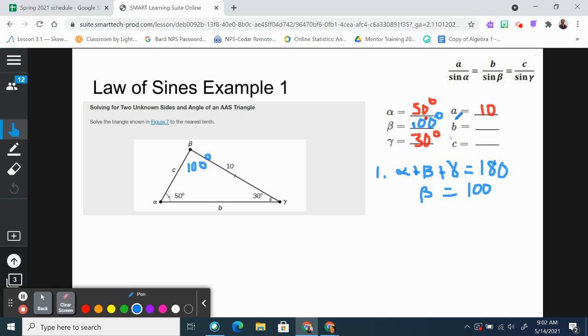Now, in order to get B and C, I can turn to my law of sines. I have a lot of information. I know alpha and A, so that's great, because once I know this ratio, I can actually use this information to find all other ratios. So I'm going to use the first portion of the law of sines. So A over sine of alpha is equal to B over sine of beta.